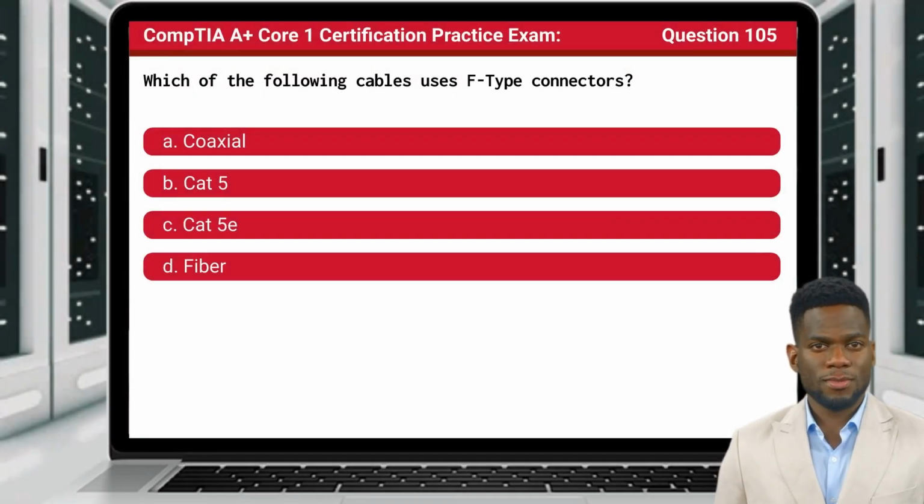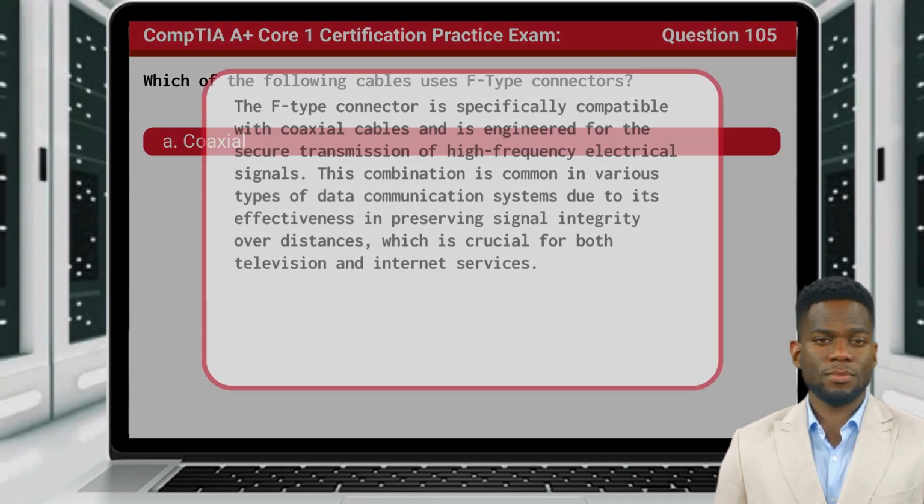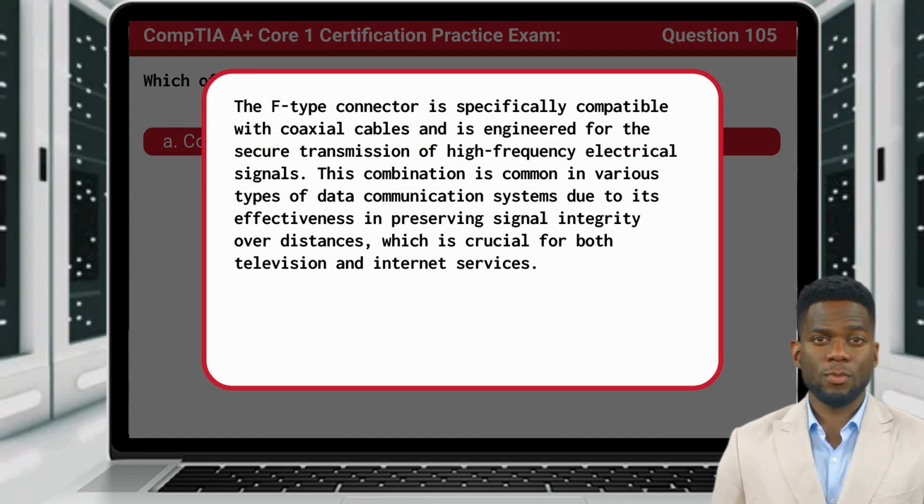Question 105. Which of the following cables uses F-type connectors? The answer is A. Coaxial. The F-type connector is specifically compatible with coaxial cables and is engineered for the secure transmission of high-frequency electrical signals. This combination is common in various types of data communication systems due to its effectiveness in preserving signal integrity over distances, which is crucial for both television and internet services.